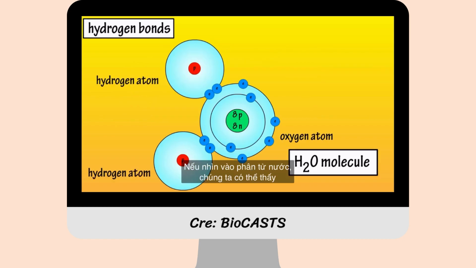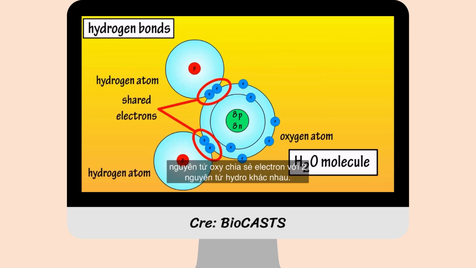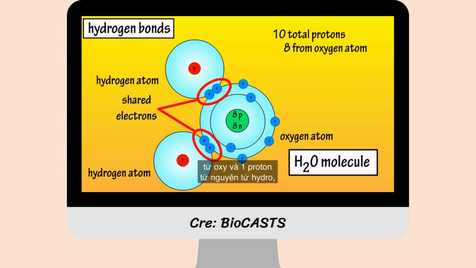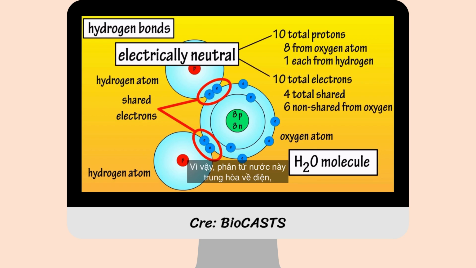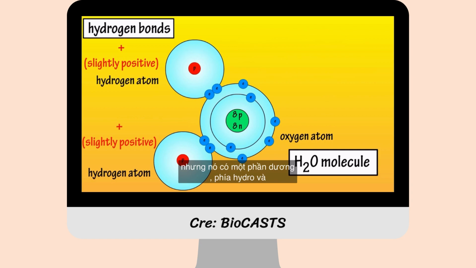If we look at a water molecule, we can see the oxygen atom shares electrons with 2 different hydrogen atoms. So, in total, this molecule has 10 protons, 8 from oxygen and 1 each from the hydrogen atoms, and a total of 10 electrons, 2 shared between the oxygen atom and hydrogen atom number 1, and 2 shared between the oxygen atom and hydrogen atom number 2, and the other 6 non-shared electrons from the oxygen atom. So this water molecule is electrically neutral, but it has a partial positive side, the hydrogen side, and a partial negative side, the oxygen side of the molecule.